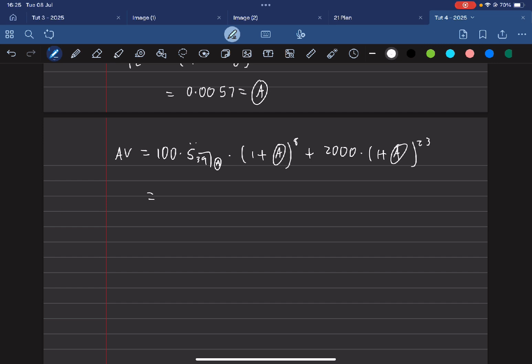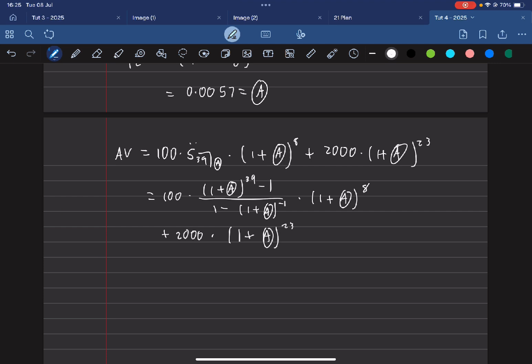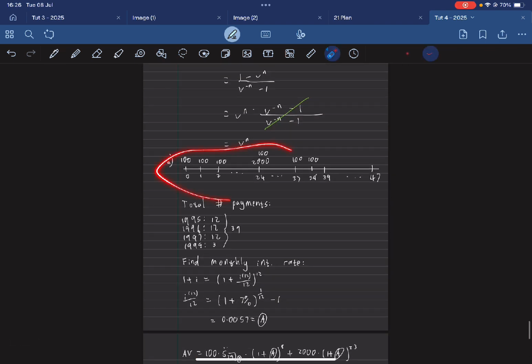So if we expand this, it's going to be 100 times 1 plus A to the power of 39 minus 1 over 1 minus 1 plus A to the negative 1, because you have to divide by this because it's in advance, multiplied by 1 plus A to the power of 8, plus 2,000 multiplied by 1 plus A to the power of 23. Cool. And if you sub this all into your calculator, you should get 6,853.08. Okay, I hope this helps. This question is quite tricky with the dates, but if you can draw your number line, it becomes quite easy.